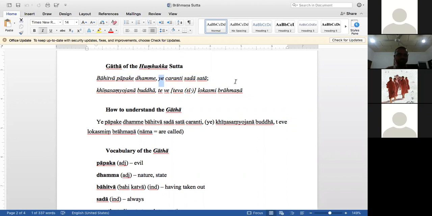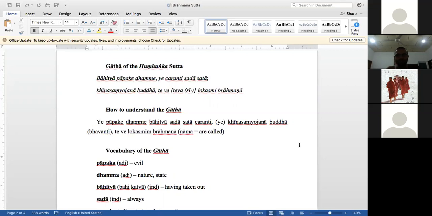So this is a relative clause. Then the next relative clause, Kina Sangyojana Buddha. We have to bring Ye again, because this relative clause ends with a certain subject and a certain verb. Ye Papake Dhamme Bahitva Sada Sata Charanti. Ye Kina Sangyojana Buddha Bhavanti or Honti. You can add it.